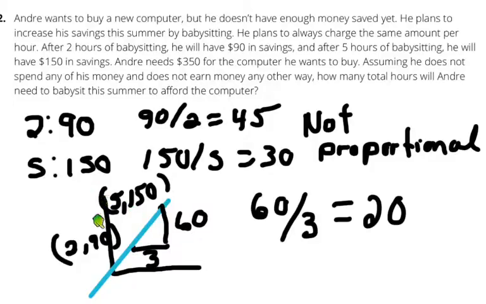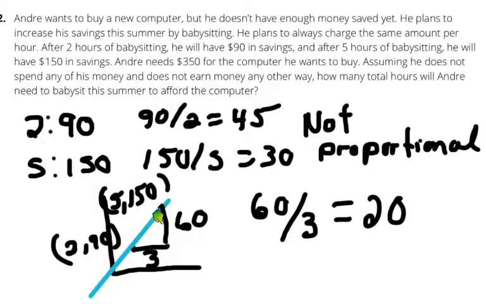So I just did a rough sketch. I don't really need to do this to find the slope, but this is one strategy for finding the slope. I plotted roughly (2, 90) and (5, 150). I didn't worry about making it good. And then I drew a slope triangle.